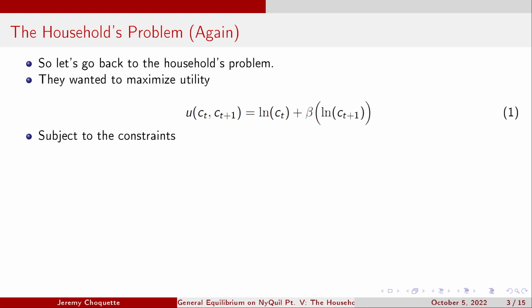Now, it can be equally as valuable. Beta could be equal to 1 if you wanted. But we generally just assume that the future's a little bit less important. It's still very important, just not quite as important as today. So anyways, we have this utility function. It's a two-period, log utility function, and it's subject to a couple of constraints.